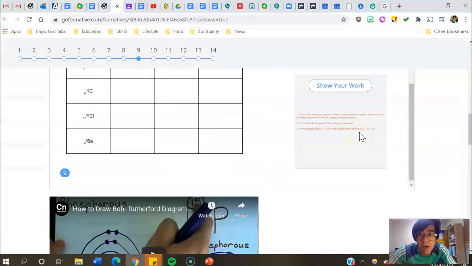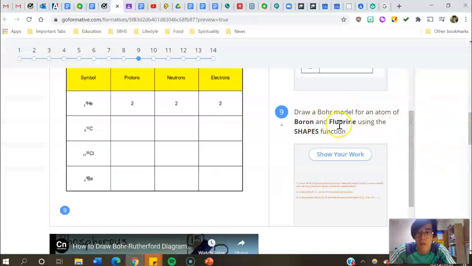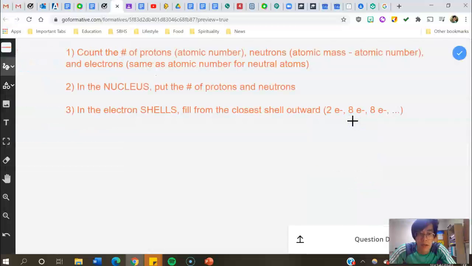So you go right down here, you're going to practice drawing a Bohr model for an atom of boron and fluorine using the shapes function. All right, so there's a couple of rules you need to remember. First, you need to count the number of protons from the atomic number, neutrons, which is atomic mass minus atomic number, and electrons, same as the atomic number for neutral atoms. Right? That was everything we did from the previous video. So let's do that first for boron.